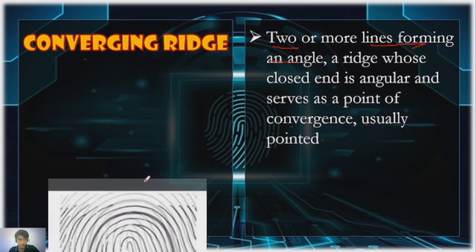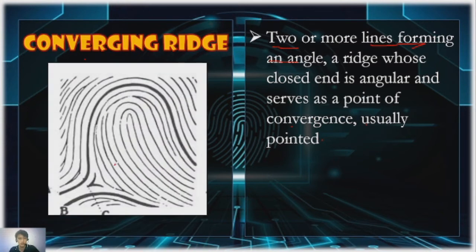As we have here in our illustration, the ridge started from here. A single ridge started from here and then it separates, but this is not what we term as converging. It separates and then there's a point that they were able to meet again. So two ridges meet here, and that is what we call a converging ridge.